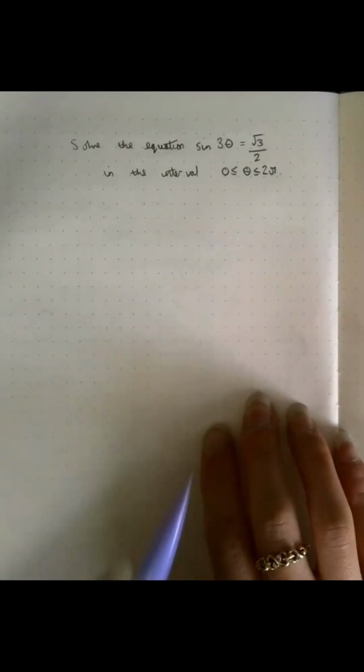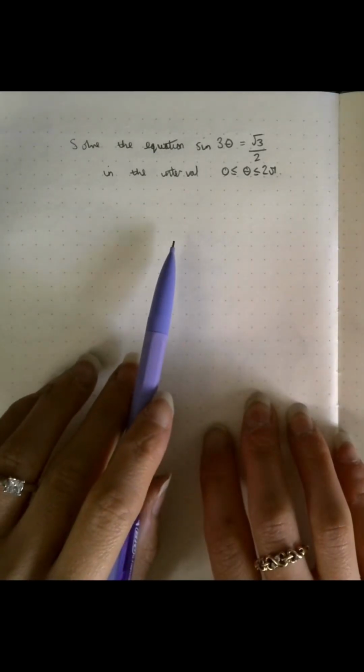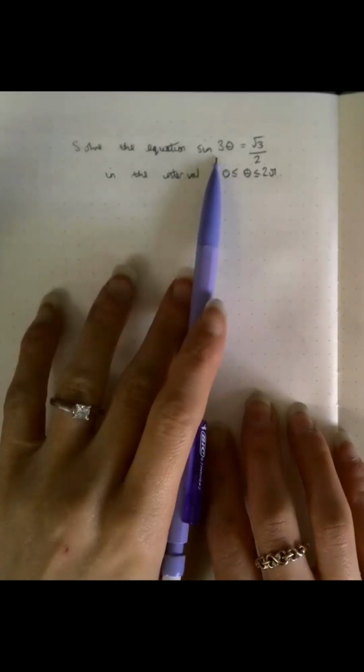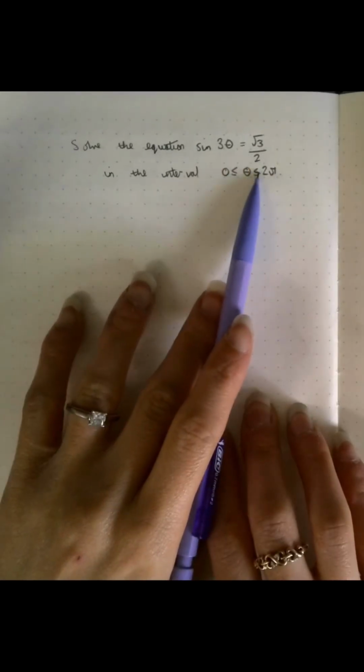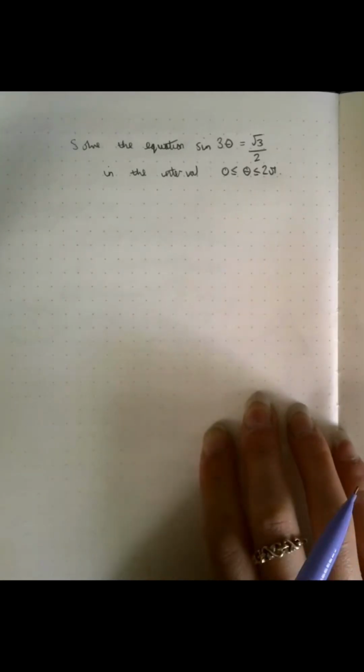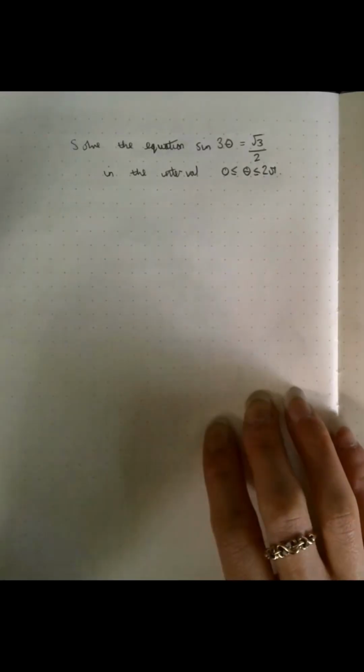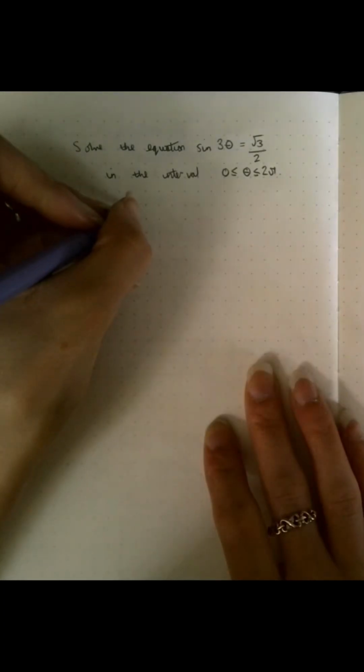So let's now have a look at solving this equation here. We have sine 3 theta is equal to root 3 over 2 in the interval of 0 to 2 pi. So here we're dealing with sine 3 theta rather than sine theta. So what we can do here is this.